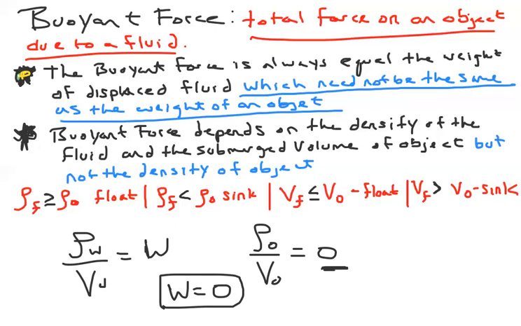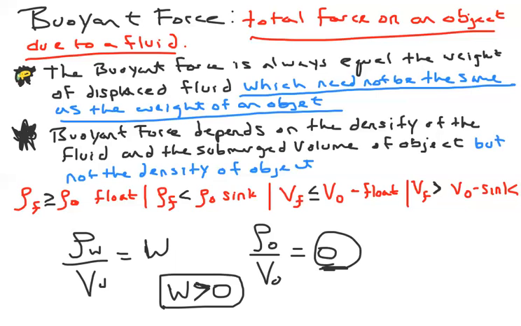But what if the density per volume of the object is less than the density per volume of the fluid? Well, then that means it's going to float. So even though you might have this massive structure, if the density per volume is less for that object than the density per volume of the fluid that it's in, it doesn't have to be water, then the object's going to float. And that's what this caveat's trying to say, that the buoyant force depends on the density of the fluid and the submerged volume of the object, but not the density of the object. The density of the object doesn't matter.